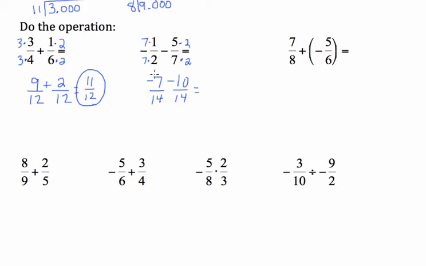So now think money. -7 minus 10. You're $7 in the hole, and you lose 10 more dollars. You're now 17 in the hole. -17 over 14.